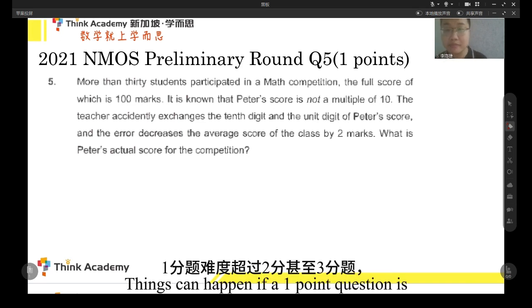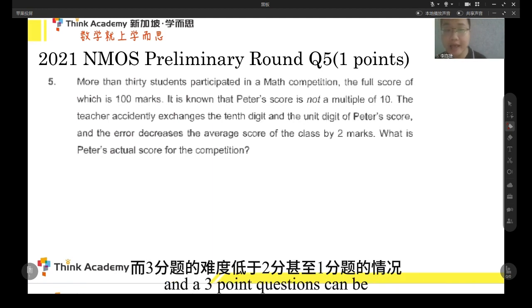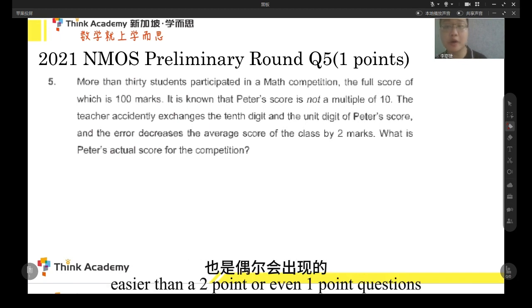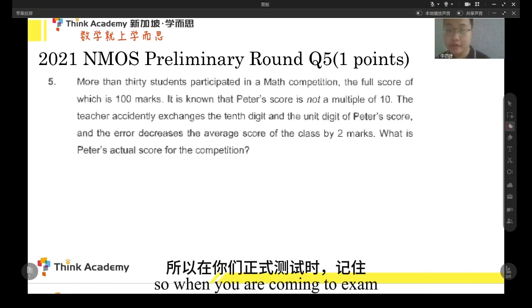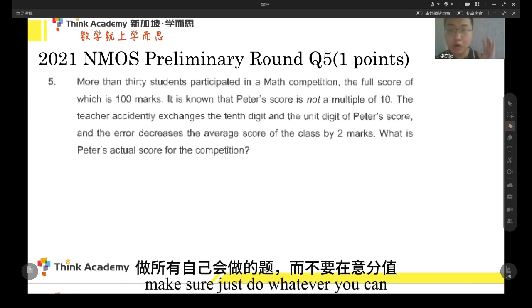Things can happen where a 1-point question is more difficult than 2-point or even 3-point questions, and a 3-point question can be easier than 2-point or even 1-point questions. So when you are coming to the exam, make sure you just do whatever you can. Do not mind its points.